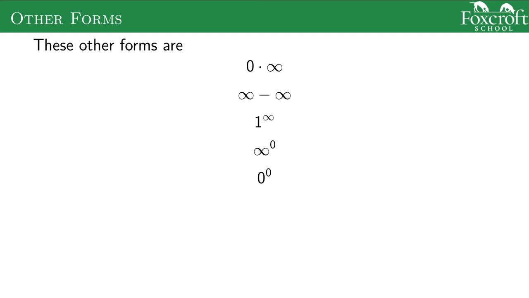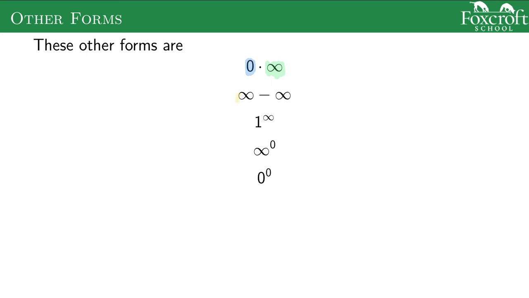All right, the first one is 0 times infinity. Why is this a problem? Well, anything times 0 should be 0, but infinity times anything should be a really big number. So which one's going to win out? Is it going to be a really small number because it's being multiplied by 0? Or is it going to be a really big number because it's multiplied by infinity? So that's the first one we have to figure out.